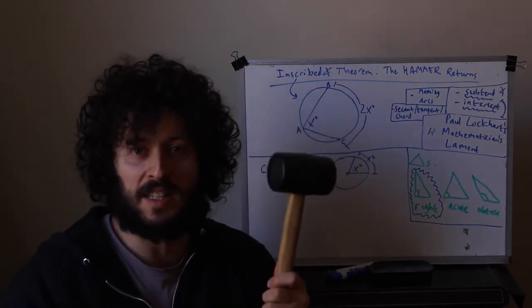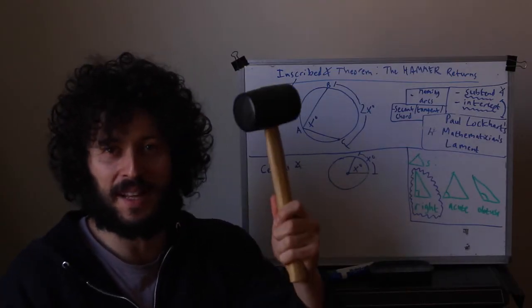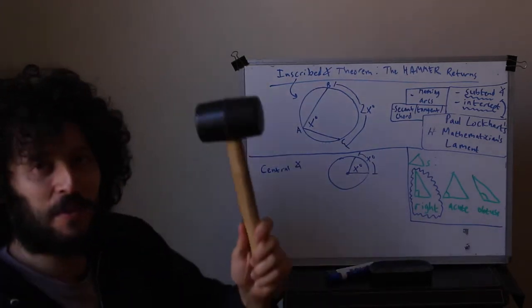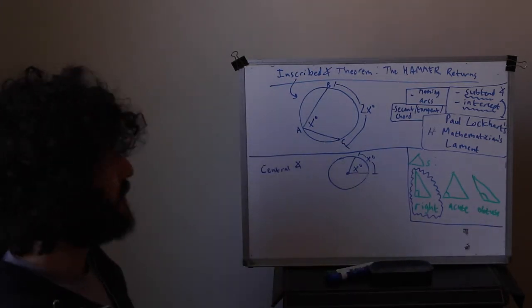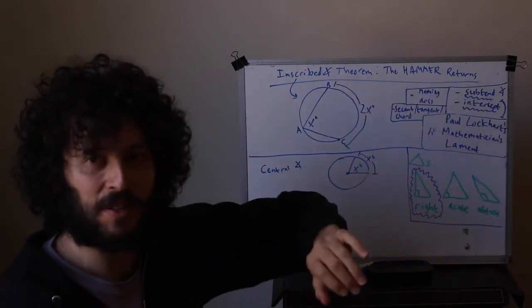We are going to study discipline. No, I'm just kidding. This is a mallet, but pretend this is a hammer. So we'll use this in a little bit. So we're going to go over the inscribed angle theorem, the hammer returns.